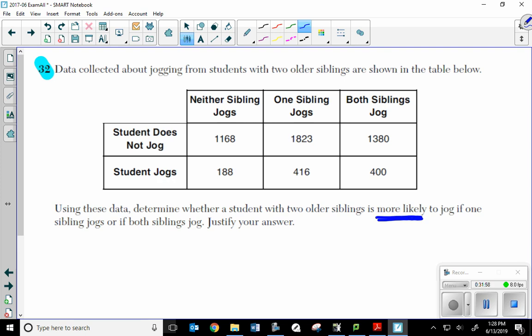All right. What might be slightly confusing is both my columns and my rows talk about jogging. So let's decipher this. First of all, more likely means which one has a better or bigger probability. Okay? 0.5 is bigger than 0.2. So 0.5 is more likely. We need to figure out two probabilities. What probabilities do we need to figure out?